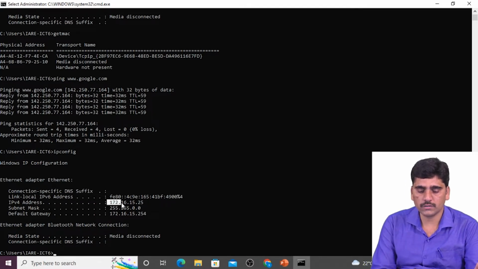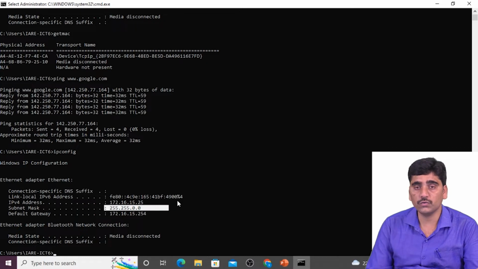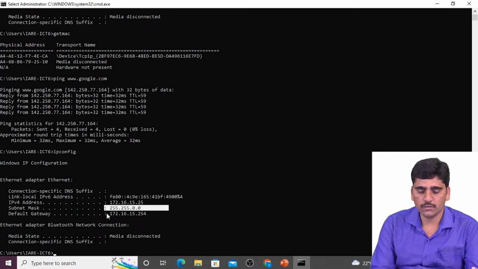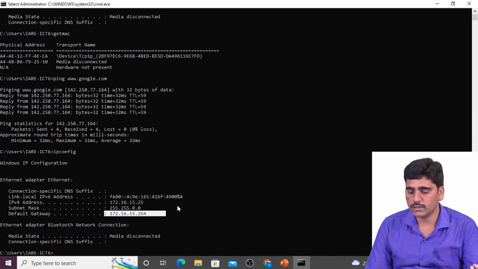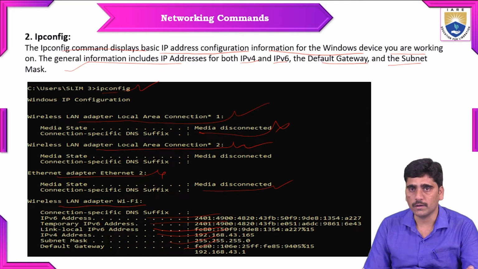So the IPv4 address is 162.168.15.25, the subnet mask is 255.255.0.0, and the default gateway is 172.16.15.254. It specifies how the system is connected to the network and what IPv4 address the system has. That is the way you can understand the ipconfig command.